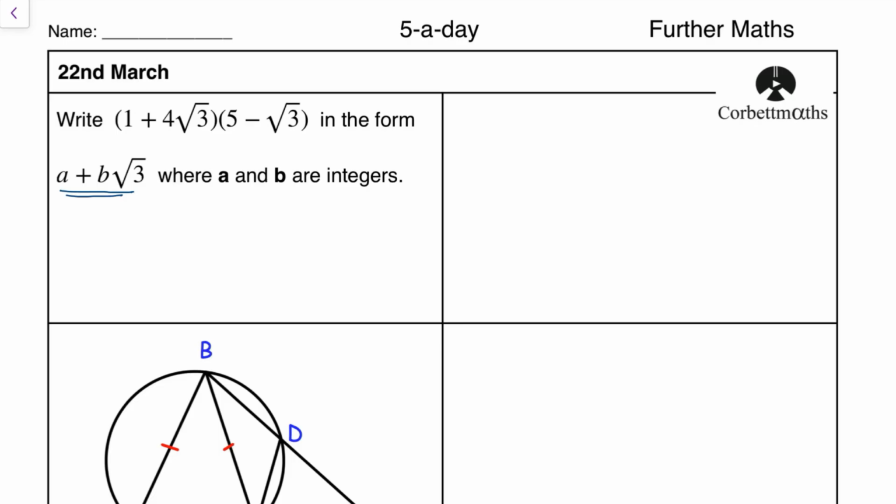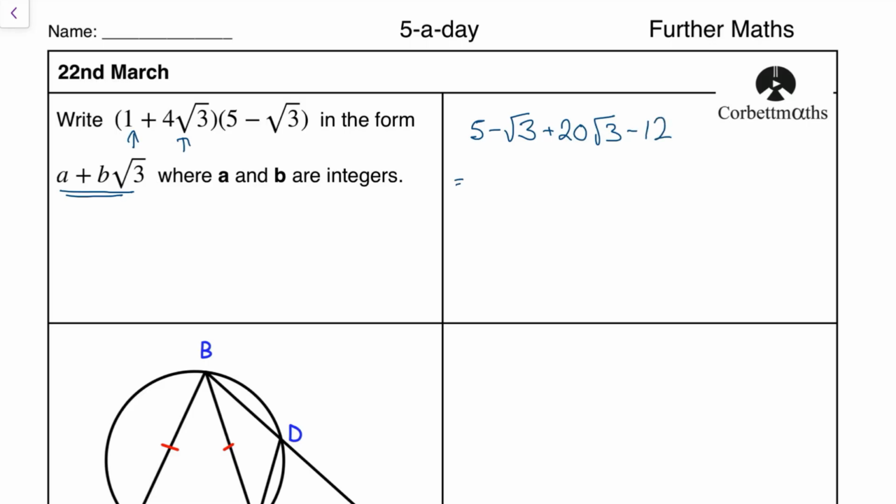So usual expansion of brackets, multiply both on the right hand side by 1. That's going to give me 5 minus root 3. Then multiply, so I've done the 1, so multiply both in the right hand side by 4 root 3. Well, 4 times 5 is 20, so that's going to give me 20 lots of root 3. And 4 times root 3 times root 3 is 4 times 3, which is 12, and then I'm taking that away, so that's minus 12.